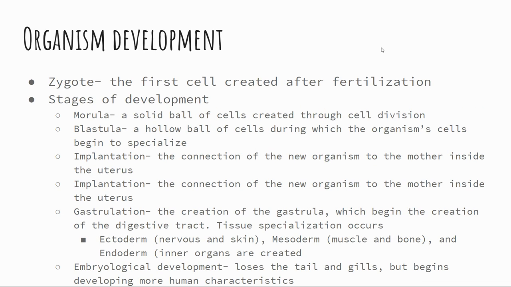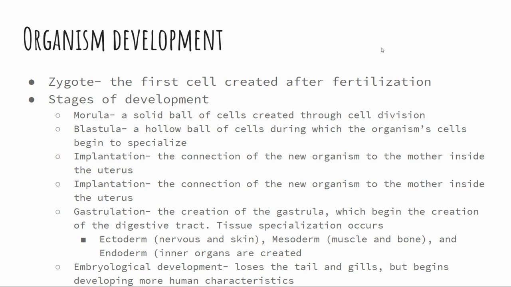Long slide, feel free to pause it, but it's all about the development of organisms. So once fertilization has occurred, a zygote is the first cell that is going to be created after fertilization. Then we see the stages of development.